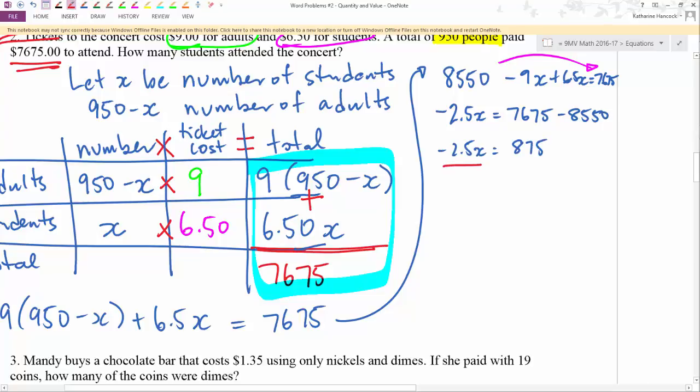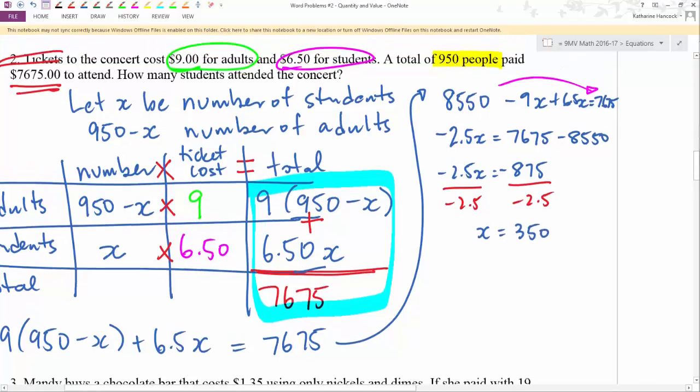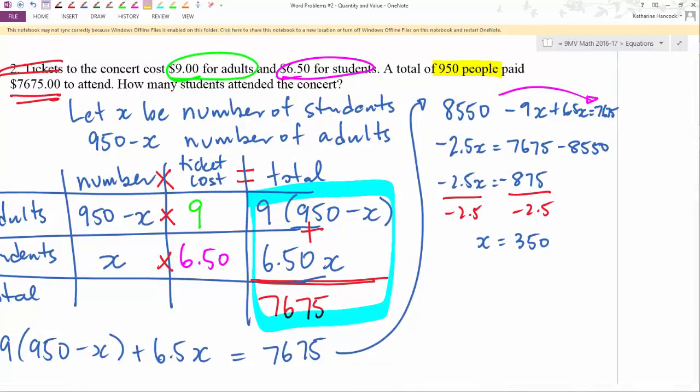Divide both sides. Oh, that was negative because the 8550 is bigger. So minus 875 divided by minus 2.5. And we get that x equals 350. And remember, we let x be the number of students. And we've solved for x, so we are done.